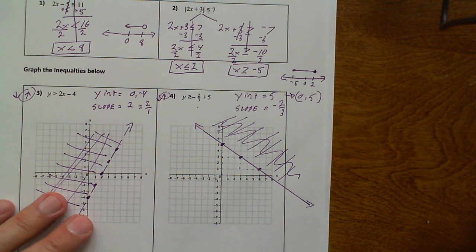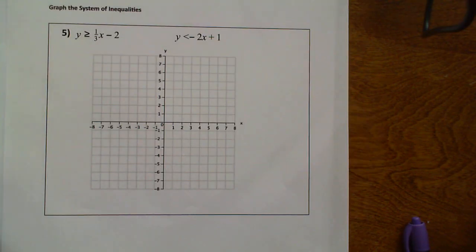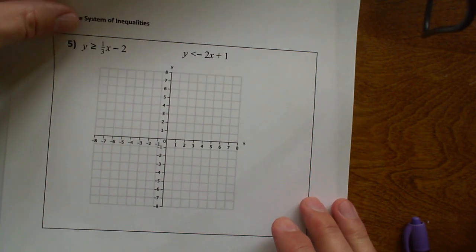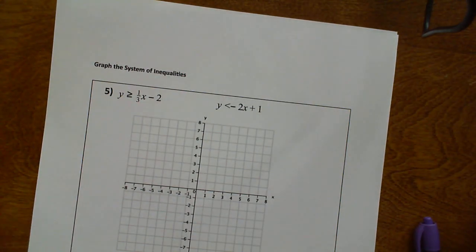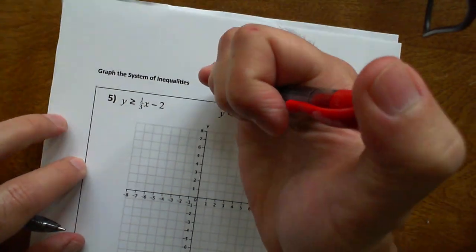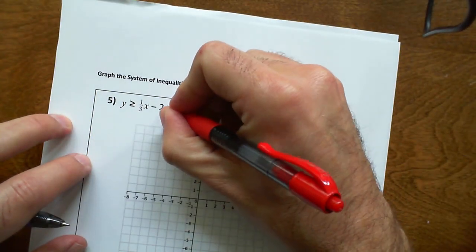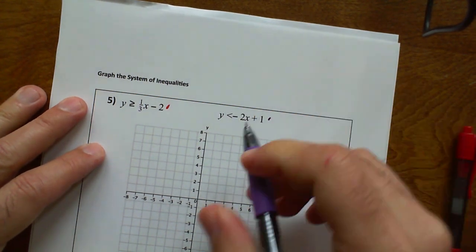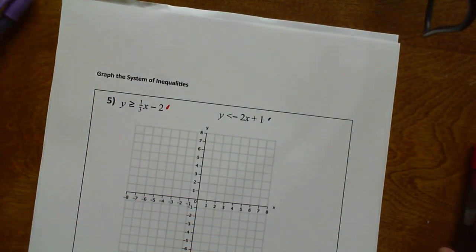Okay, one last question. Remember, there's 5 of them. We already did 4. 8 minutes into it. Okay. Graph the system of inequalities. Remember, we're going to have 2 graphs here. Okay, so we'll do this one in red. Do this one in purple. Okay. Let's do the red graph.